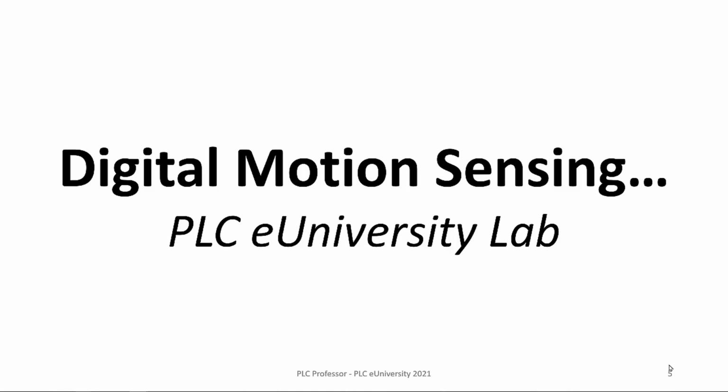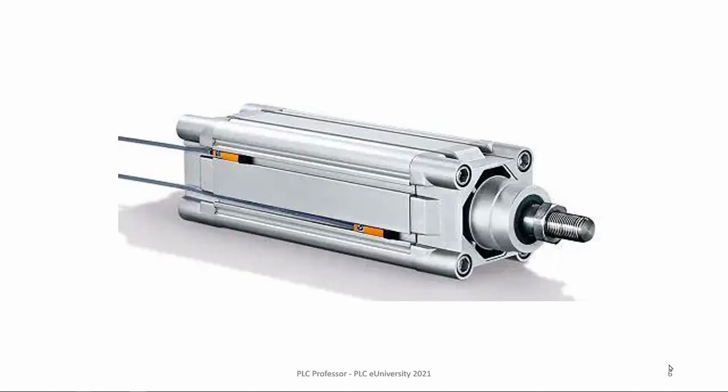Okay, digital motion sensing means that we want to sense the position that the piston is in. Now, we might say cylinder, but we mean the piston.